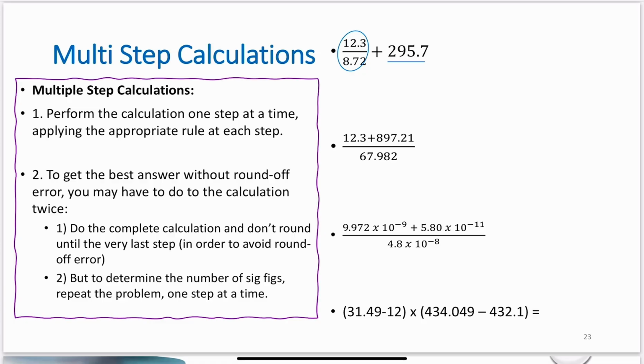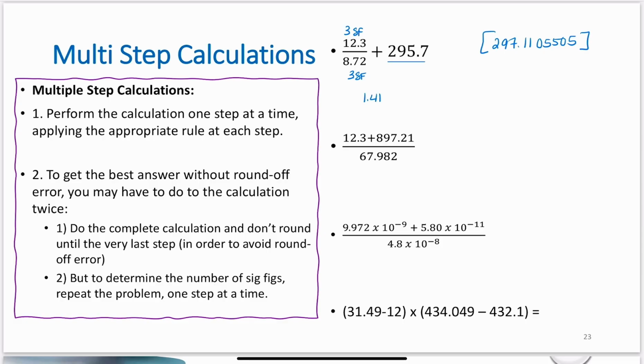When I plug this into my calculator, I get 297.1105505. Calculators don't care about sig figs. They're just going to give you numbers. You are responsible for determining what's important and what's not. So now that I know my calculated answer, let's look back at my sig figs. On the 12.3, I have 3 sig figs. On the 8.72, I have 3 sig figs. Now I'm going to go back and calculate this part by part. When I do 12.3 divided by 8.72, I get a numerical answer of 1.41, okay?